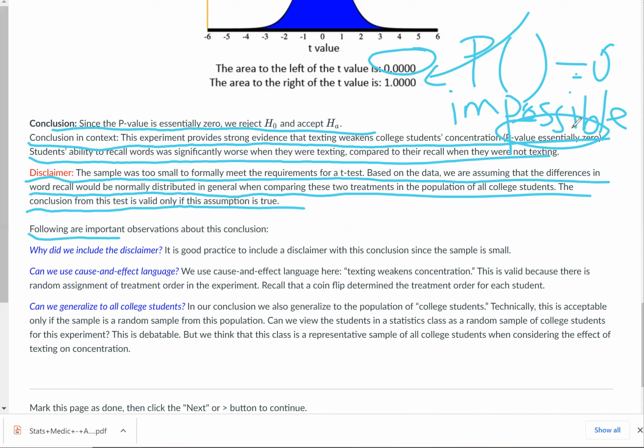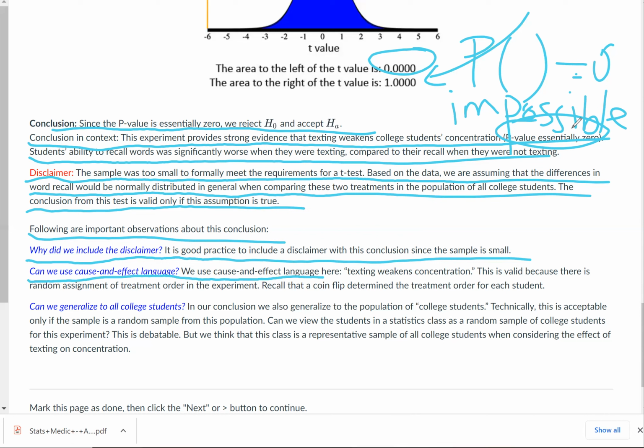So some important observations really quick here. Why did we include this disclaimer? Because it's good practice. Because if you don't include it, it seems like you checked all the requirements for a t-test and they passed and you are able to use a t-test. We didn't pass that test really, but we think that we can anyway. We're not really sure. So it's good to say that. Otherwise, people will assume that you've done something that you haven't, or this whole study design has passed a test that it has not.